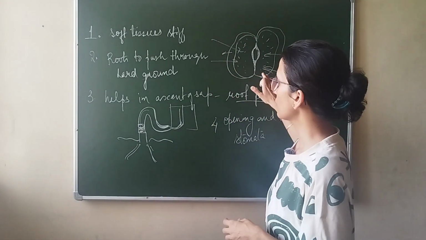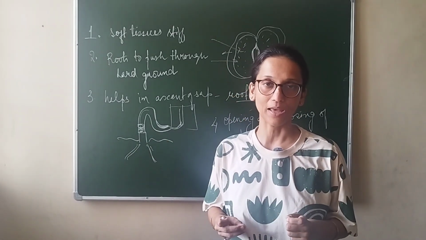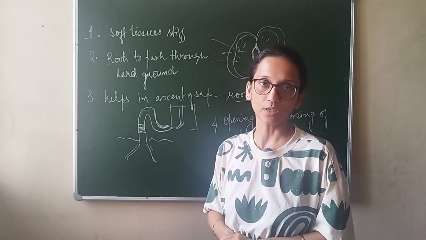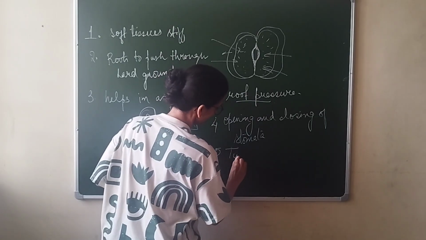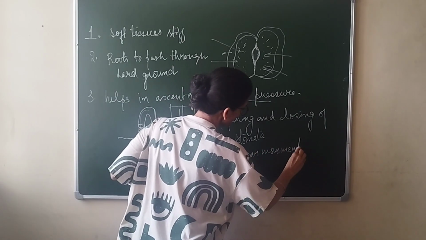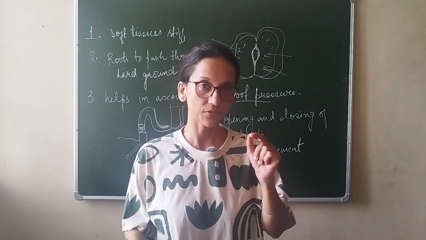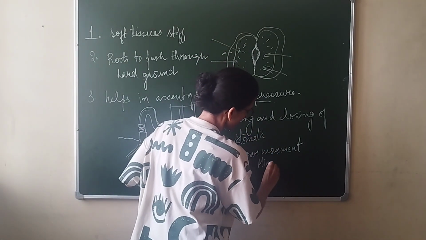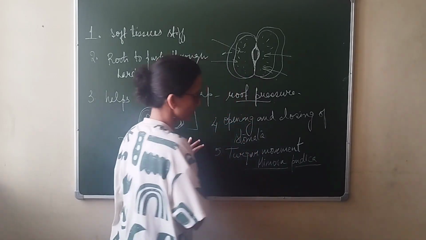So opening and closing of stomata again is a very, very important concept in plants. Turgidity and turgor pressure are necessary for opening and closing of the stomata. And the last point of application is the turgor movement. In plants usually we do not see movement, but there are some examples of plants which show clear movement, one of which is the Mimosa pudica plant, also known as touch me not.